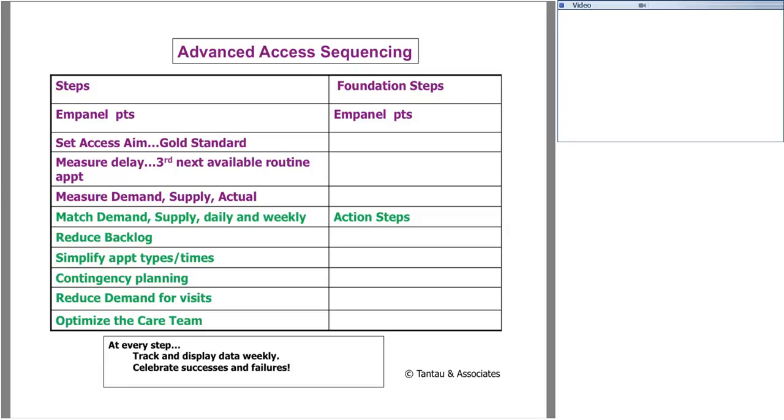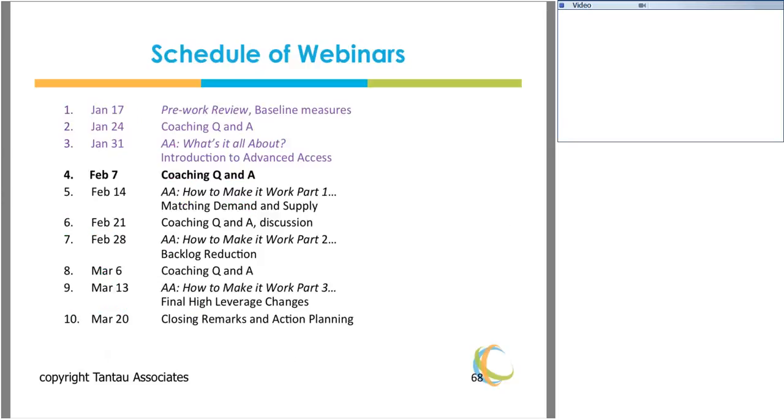And remember, at every step, and we'll bring this sequencing table up again and again, one of the important things is to continuously track and measure your data and to celebrate both your successes and your failures. This is hard work. It's challenging work. It's incredibly rewarding work. So we want to make sure that we take time to celebrate and enjoy the journey.